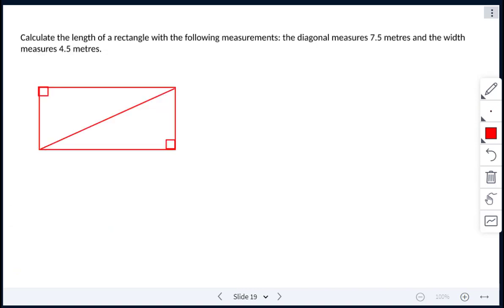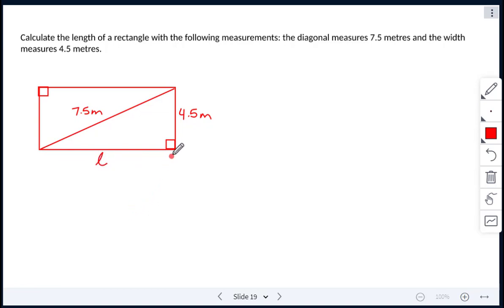All right, so for this example, calculate the length of a rectangle with the following measurements. The diagonal measures 7.5 meters, so there's our diagonal. This is 7.5 meters. And the width here is measuring 4.5 meters. And this is the length here that we need to solve for. I'll just call it L for length.